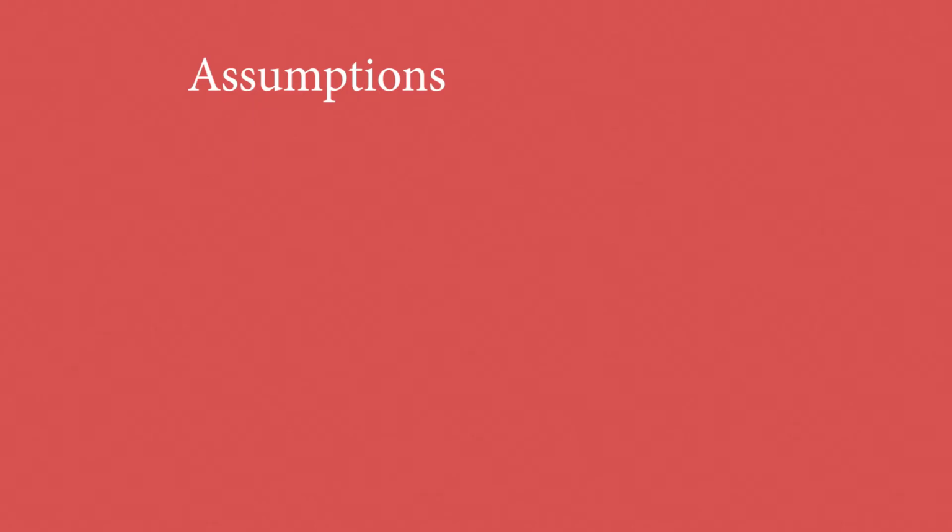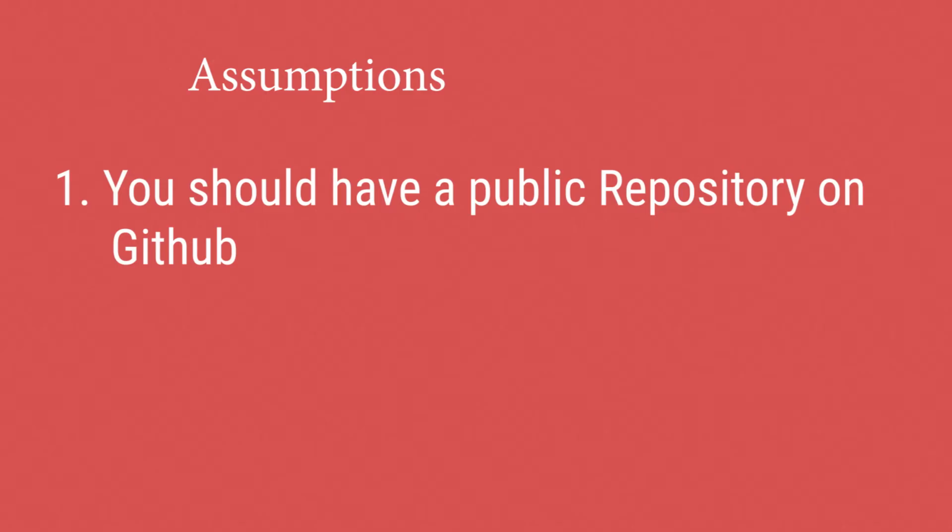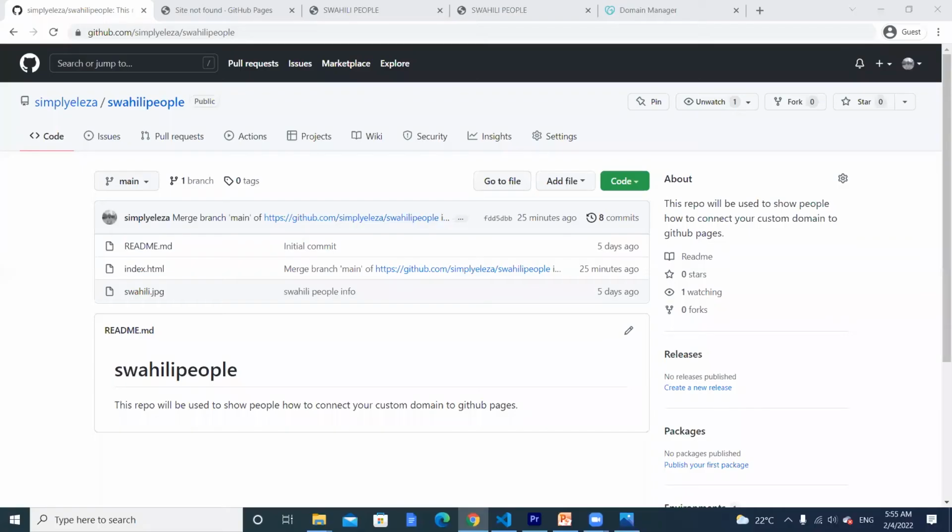Before we even start, so that I can show you how to host your pages on GitHub and also connect to your custom domain, I will have two assumptions. One is that you have a public GitHub repository with an index HTML file in the root directory. In my case, this is my simple repository, which you can see has an index HTML file.